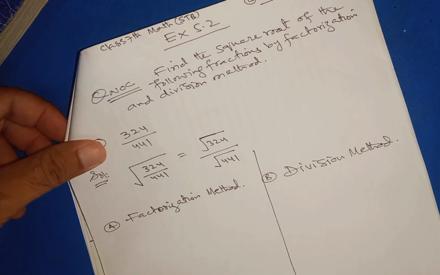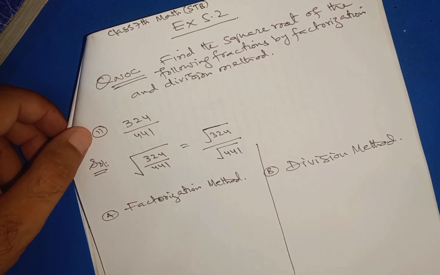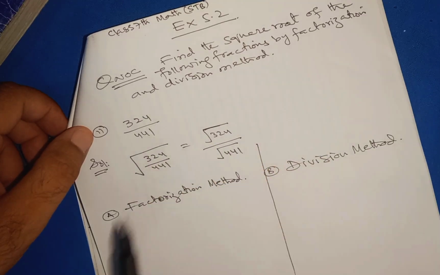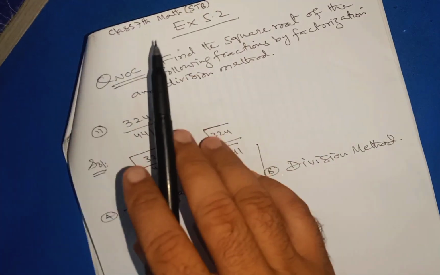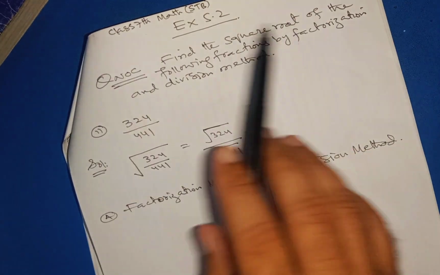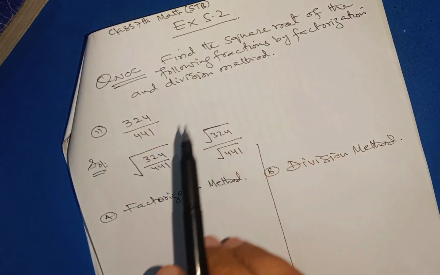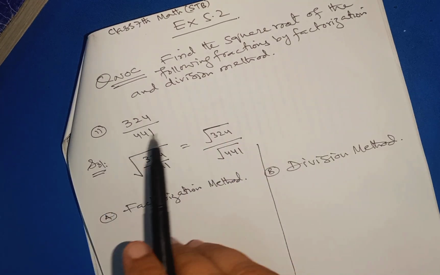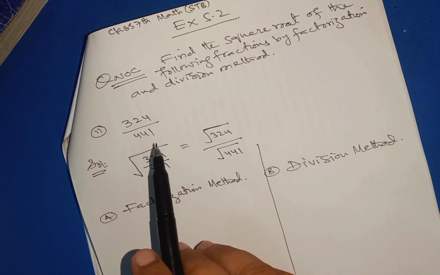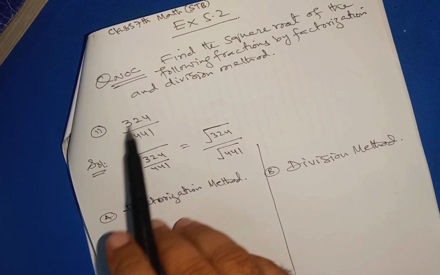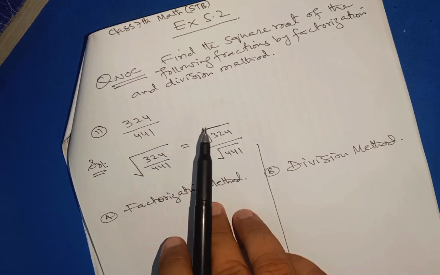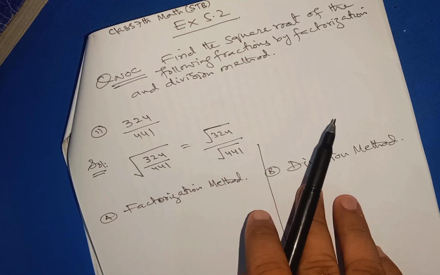Dear students, today we are going to learn how to find the square root of the following fractions by factorization and division method. It's class 7 mathematics, exercise 5.2. So let's go and solve this problem, this fraction. We have to find the square root of this fraction by using these two methods, factorization and division method.